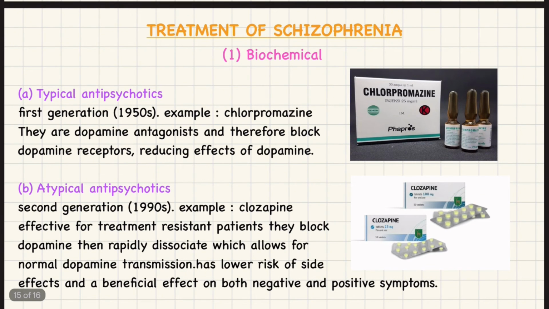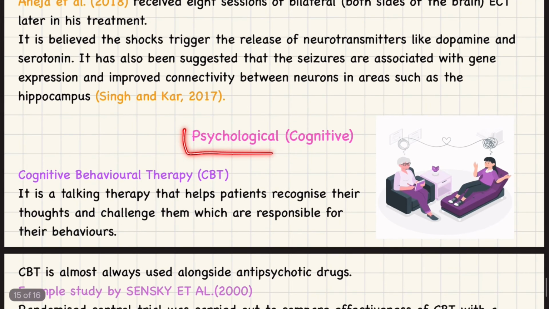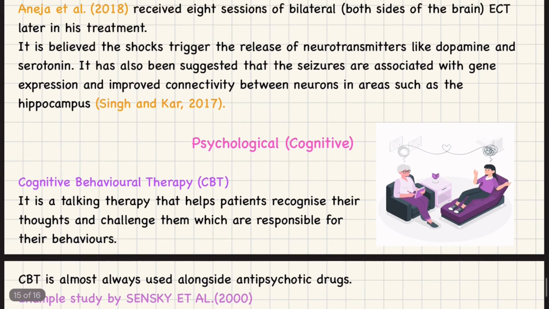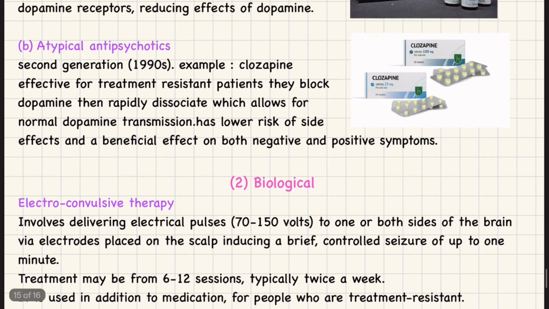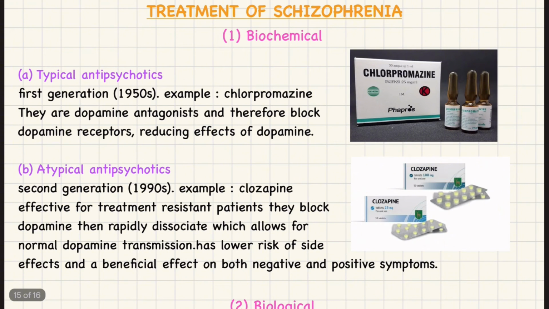Again, there's a biochemical treatment for it, there's a biological treatment for it, and there's a psychological treatment for it. Just like in the explanations, there was a biological explanation, biochemical explanation, and psychological explanation. In treatments, there's also biochemical, biological, and psychological. In biochemical, it is drugs. Drugs are what are going to affect the chemicals in your body. And there are two types of drugs that help in the treatment of schizophrenia.